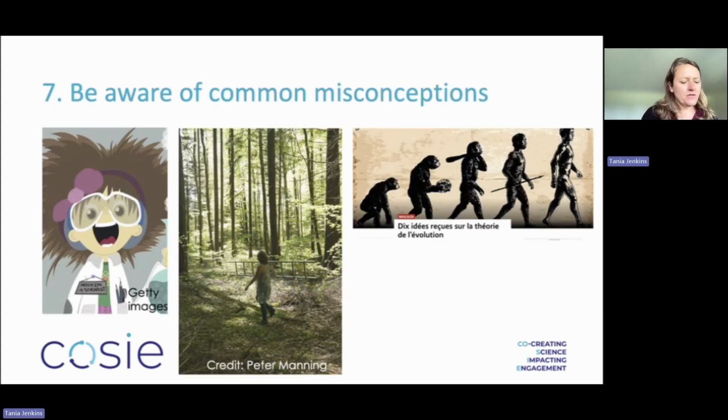It's really important to be aware of misconceptions. For example, whenever you type in scientist, you always get a photograph in Google. You get a photo of a mad scientist, often white, often male, often wearing goggles and a lab coat. But we know that scientists can actually look very different. They can carry ladders, they can be in the forest, they can climb trees. They don't necessarily work in a lab.